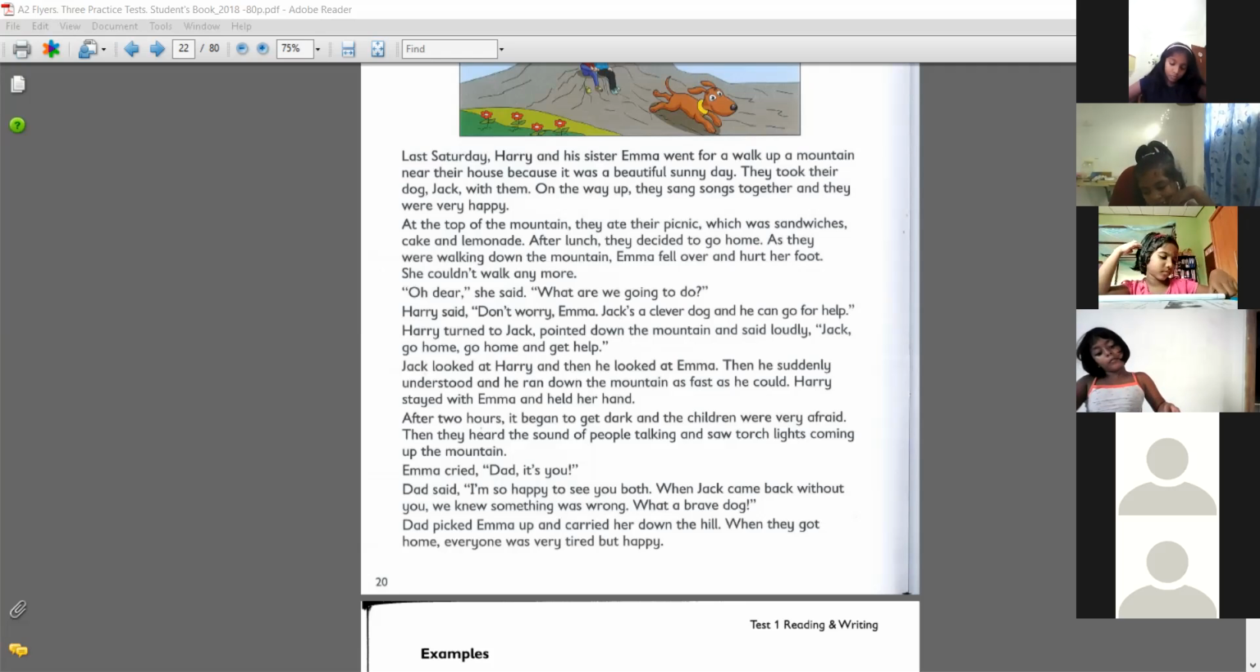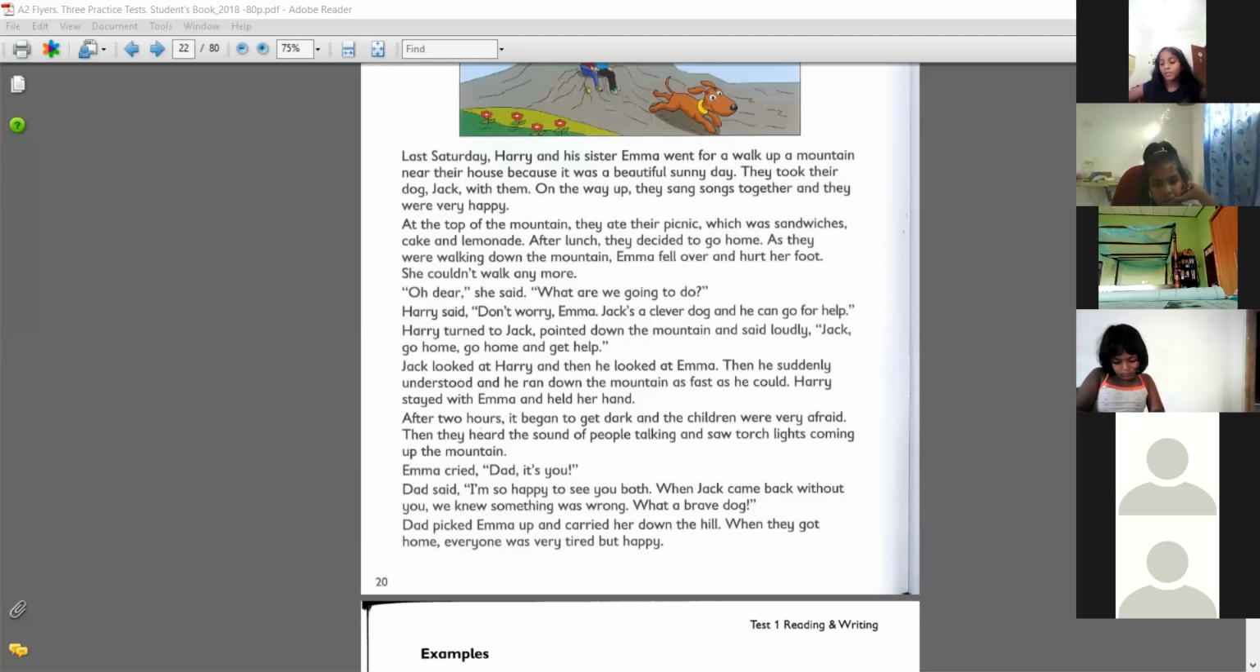Yes, good. Last Saturday, Harry and his sister Emma went for a walk up a mountain near their house because it was a beautiful sunny day. A walk up a mountain. It was a beautiful sunny day. They took their dog, Jack, with them. And also Jack. Jack is the dog.